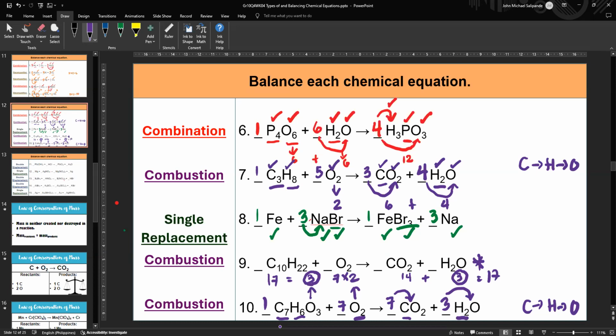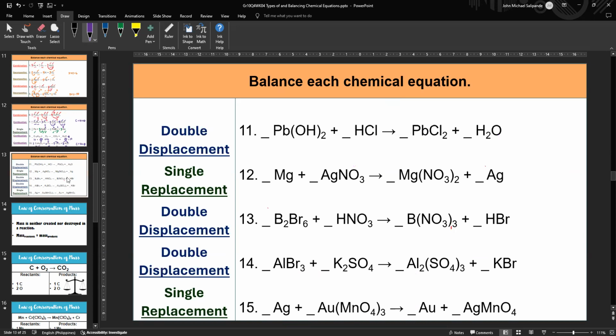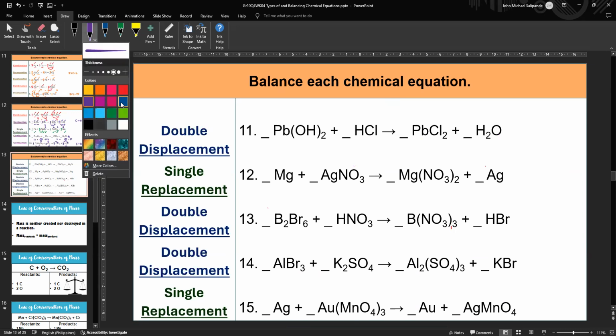Okay. Last 5 equations, we have 11. Our very first double displacement equation.